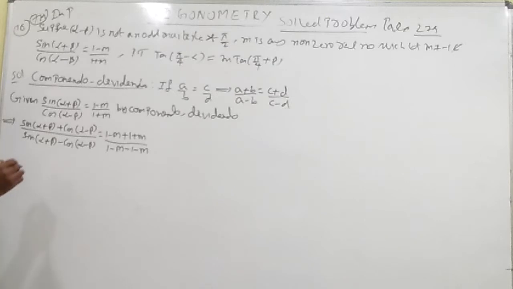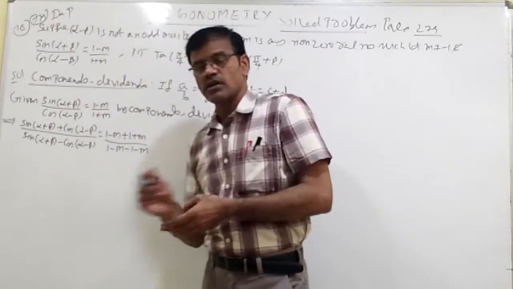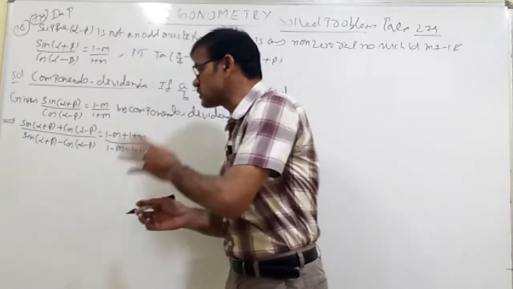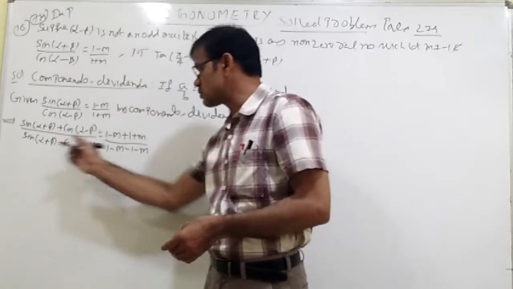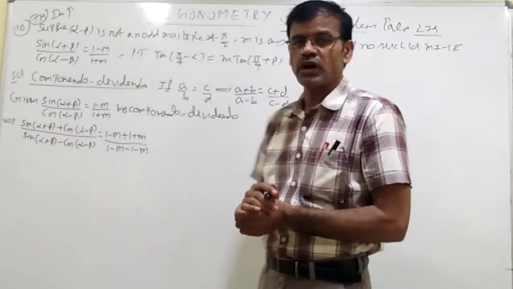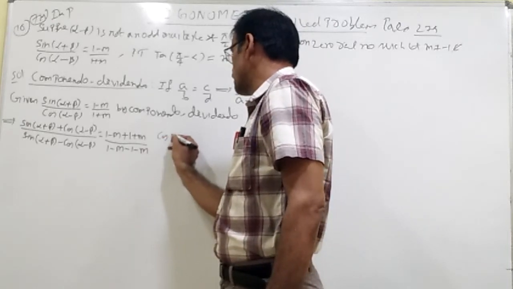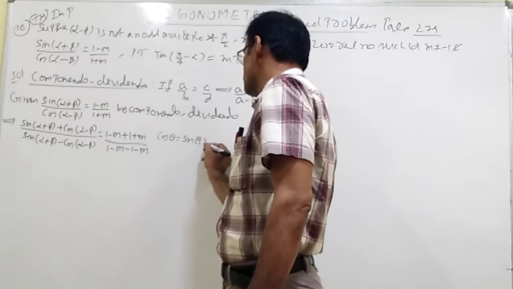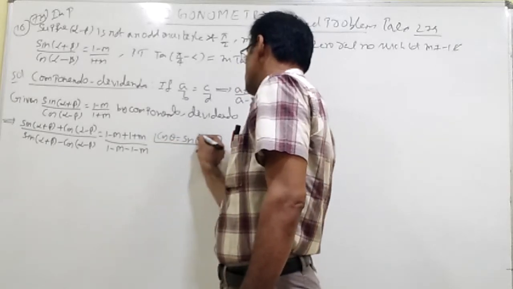Now, here one sine term and one cos term is there in the numerator and denominator also. There is no proper formula for a sine term plus a cos term. Either both terms should be sine or both terms should be cos. We have the formula for sin c plus sin d. So now you should understand that cos theta is equal to sine of 90 minus theta.